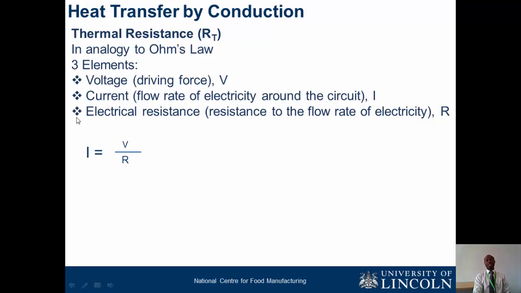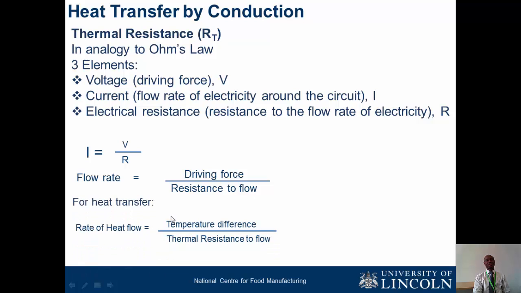Now Ohm's law states that I equals V over R. I'm saying that our current equals V, the potential difference, over resistance. What that is telling us is that our flow rate, which is the current, is defined as the driving force, which is the potential difference, divided by resistance to flow. Now let's take this to heat. For heat transfer, comparing the two equations, the rate of heat flow will be the driving force, which is the temperature difference, divided by thermal resistance to flow.